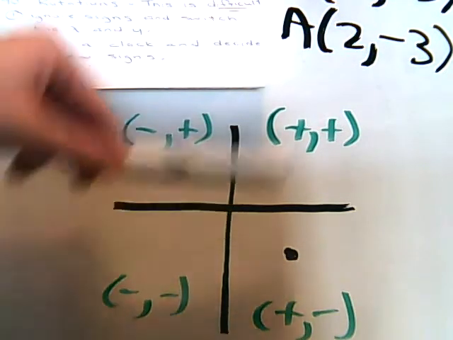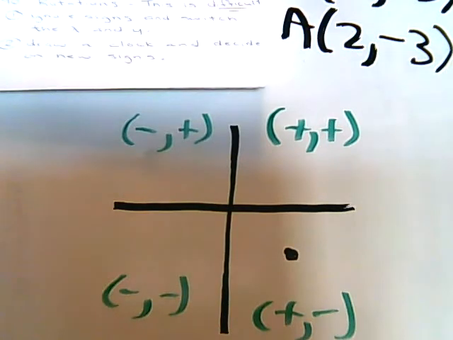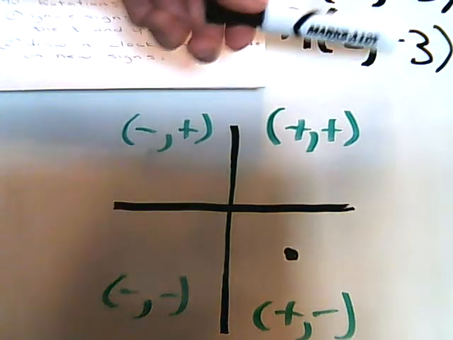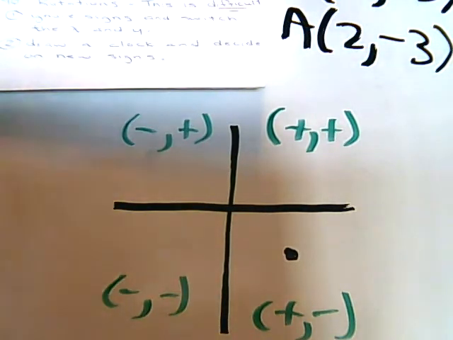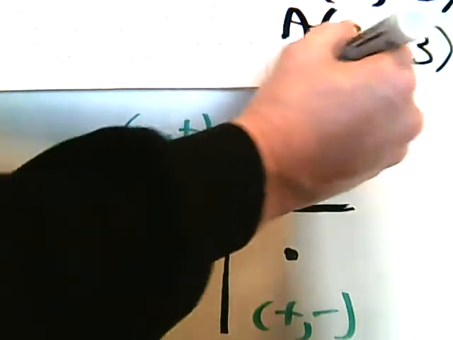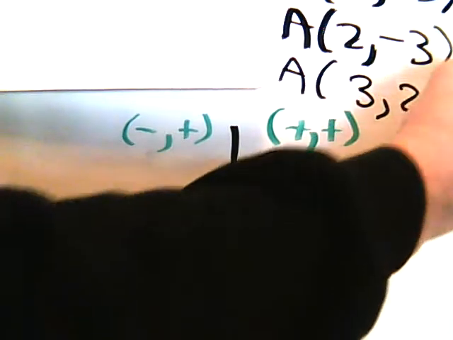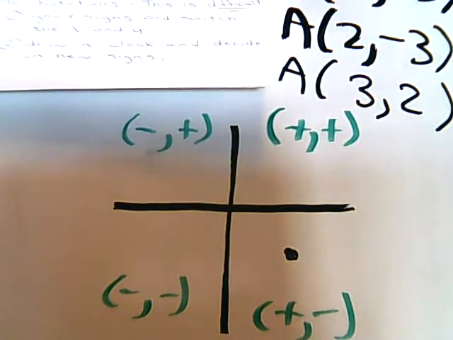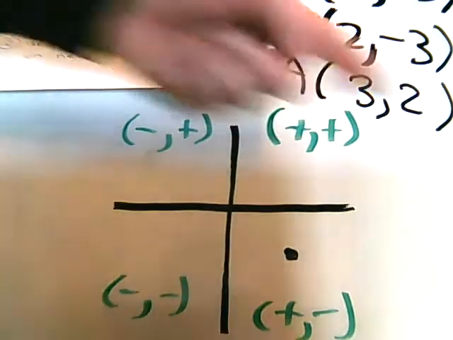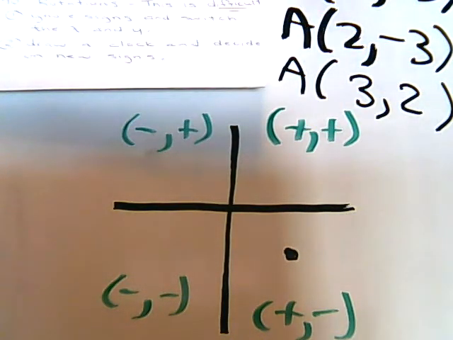Now, the first thing you do, however, is you ignore the signs. So we had 2, negative 3. You ignore the signs and you switch the numbers. And again, this is only with 90-degree rotations, nothing else. No other kind of transformation do you flip the numbers, only 90-degree rotation. So the first thing you do is you flip the numbers, then you decide what quadrant it's going to.